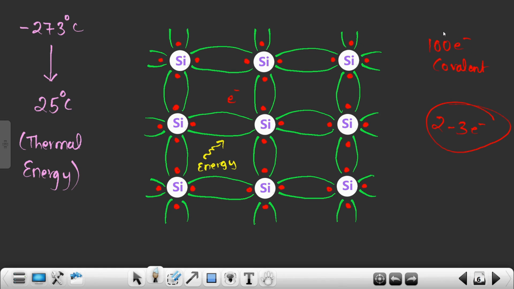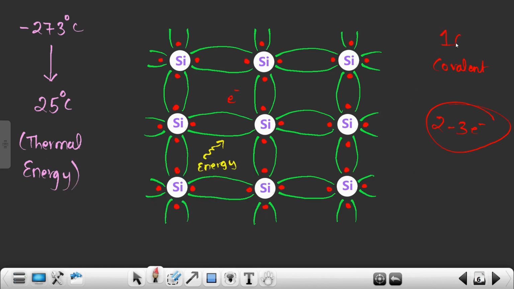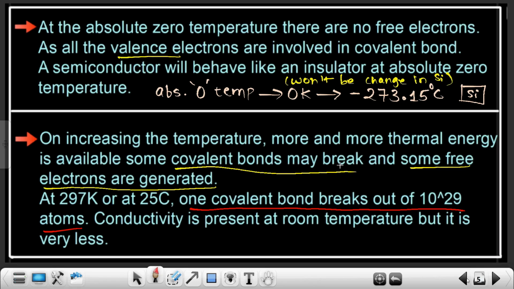100 electrons, okay, which are participating in covalent bonds, not 100, maybe I have to increase this particular number and keep it as around 10 raised to 29. So 10 raised to 29, and over here 1 electron. So 1 electron will break out of 10 raised to 29 atoms, okay, which are totally involved in the covalent bond. So you can see conductivity is present at room temperature, but it is very less.